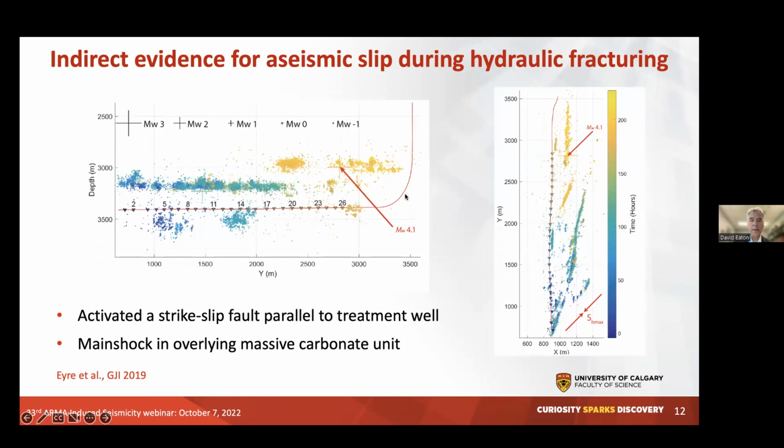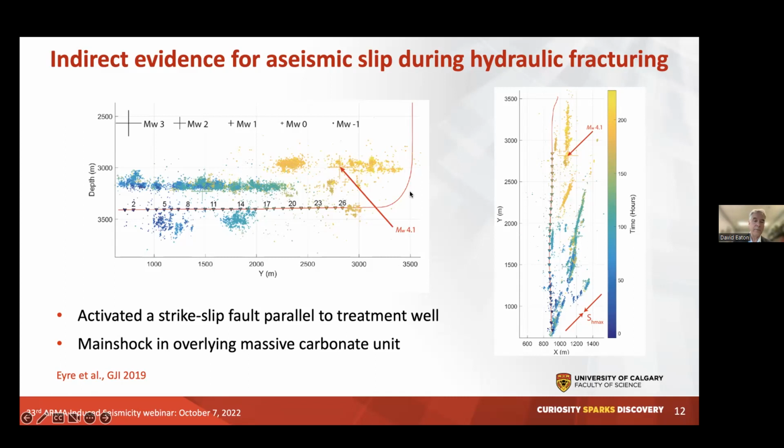what the microseismicity looked like during the treatment program, up until the treatment was terminated at stage 26 upon the occurrence of a magnitude 4.1 induced event. In the map view on the right, all of the dots show microseismicity. It's colored based on the occurrence time, so the latest events are shown in yellow and the earliest events are shown in blue. And you can see this in cross-section on the left.